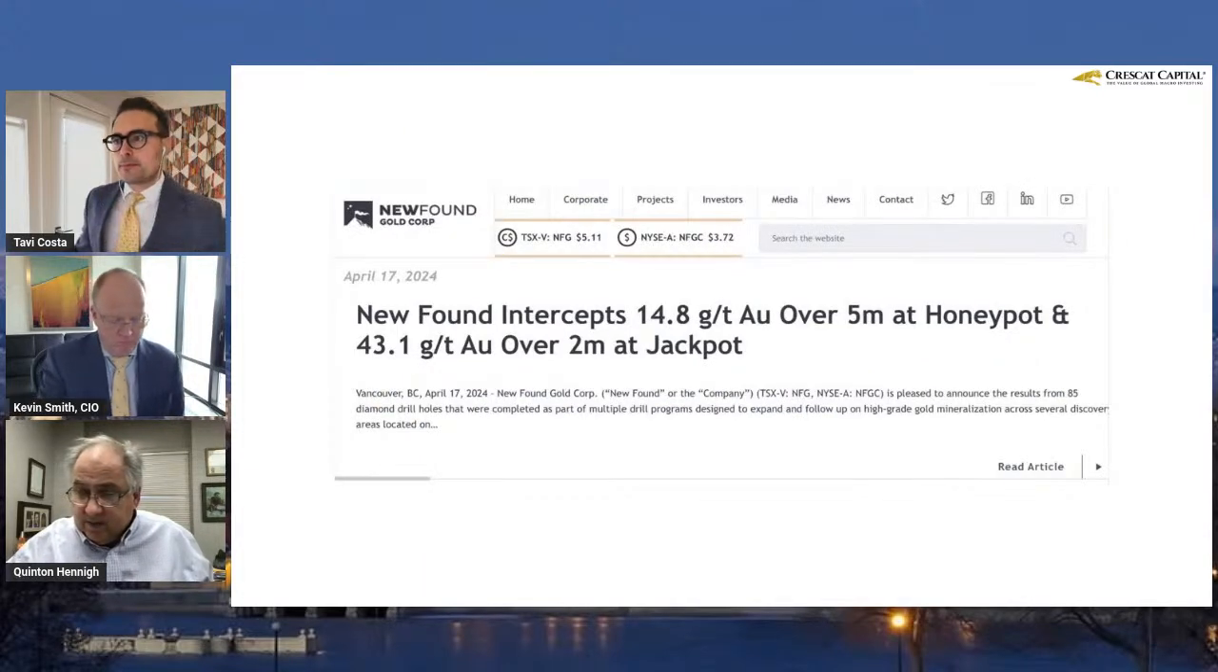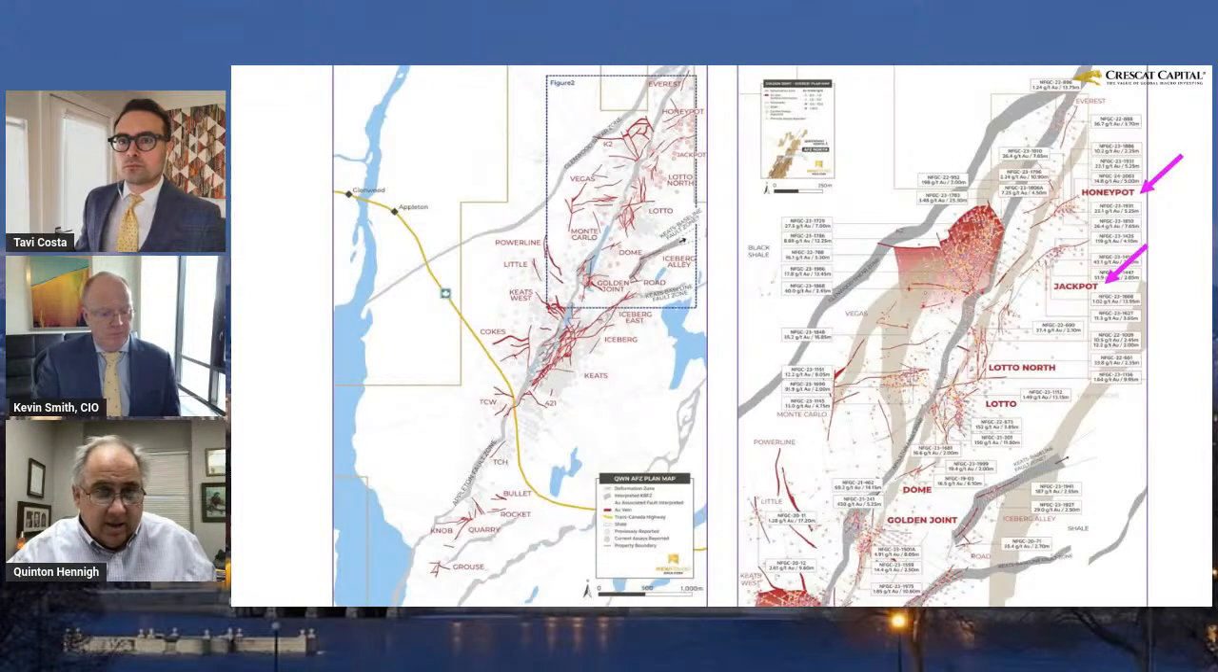I think this... no, I have two more. Newfound had some good news out of two targets, Honeypot and Jackpot, this week. Go to the next slide. They're way up at the north end on the Appleton Fault Corridor.